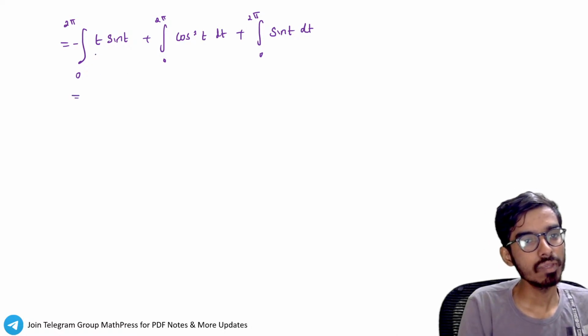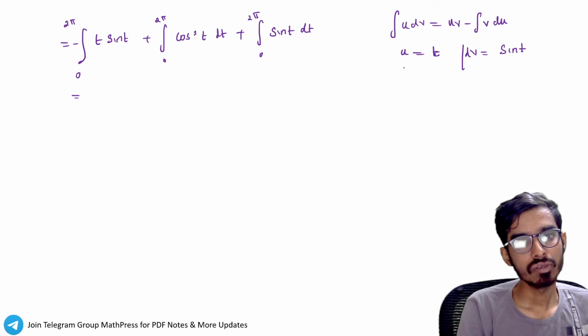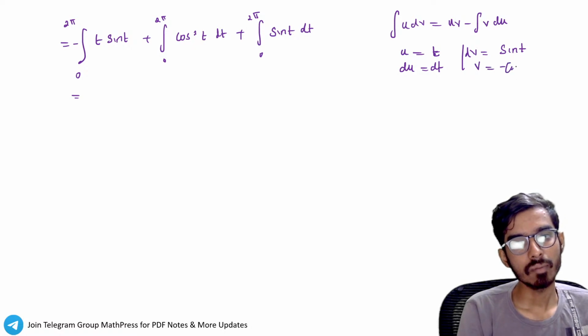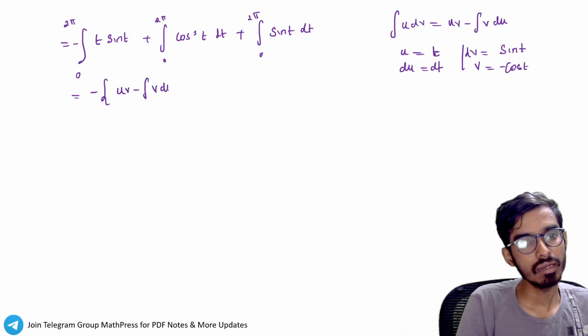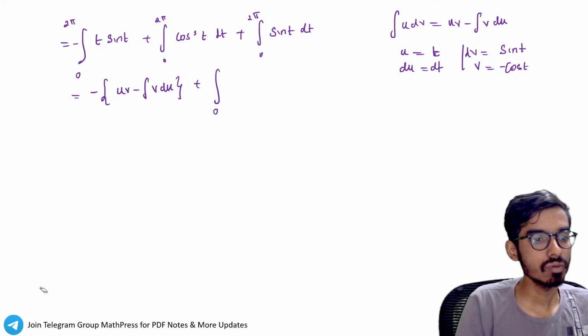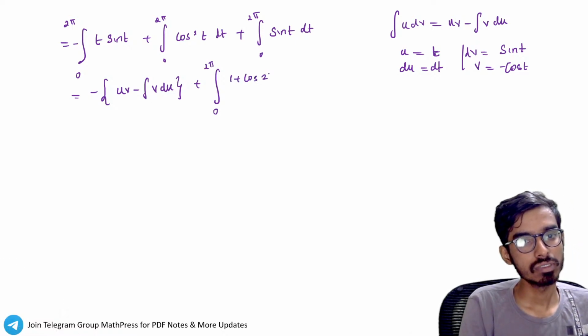So you just apply the uv method, integral u dv is uv minus integral v du. So you take u to be equal to t, dv to be equal to sin t. So therefore du will be dt, v will be integration of sin t, which is minus cos t. So uv minus integral v du. You need to apply this formula here. And here, what is cos square t? It is 1 plus cos 2t by 2, right? So 1 plus cos 2t by 2 dt. And this is very easy, right?